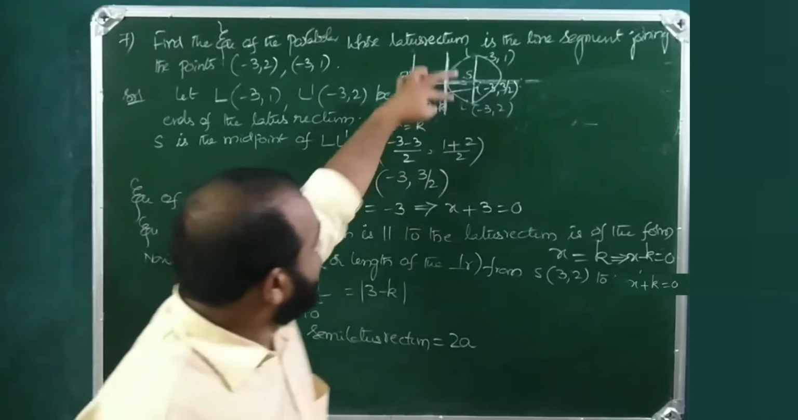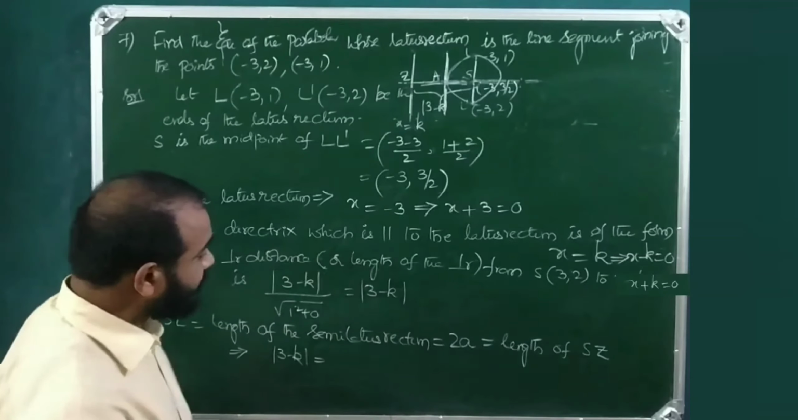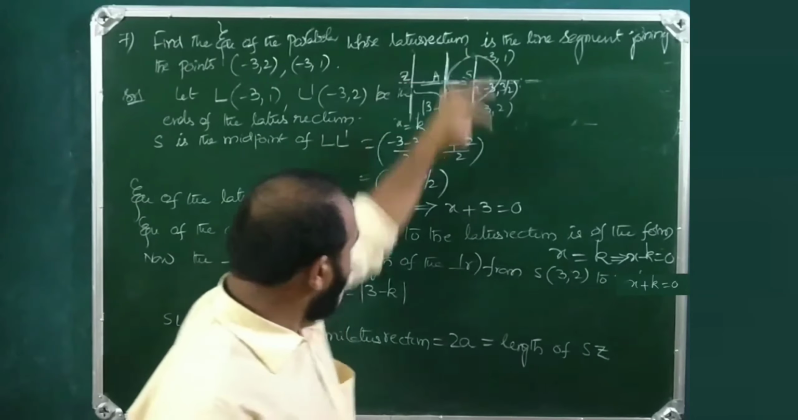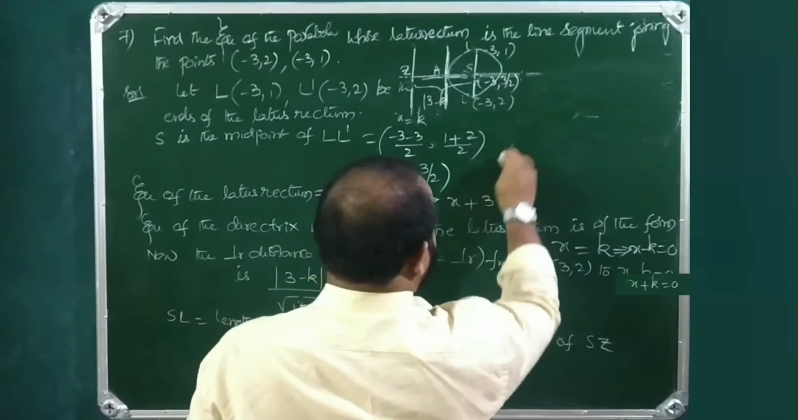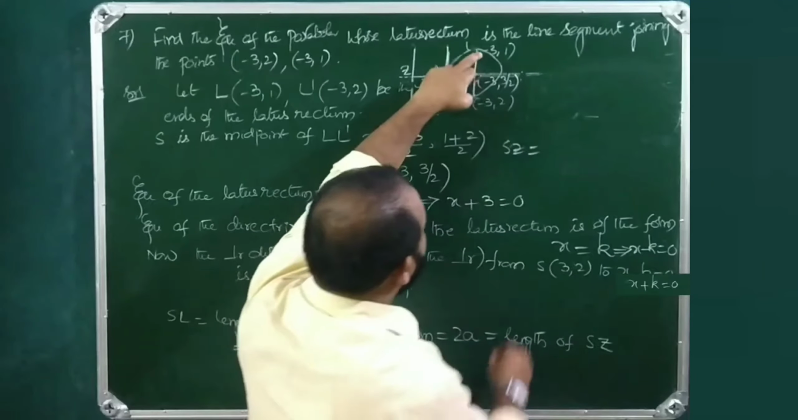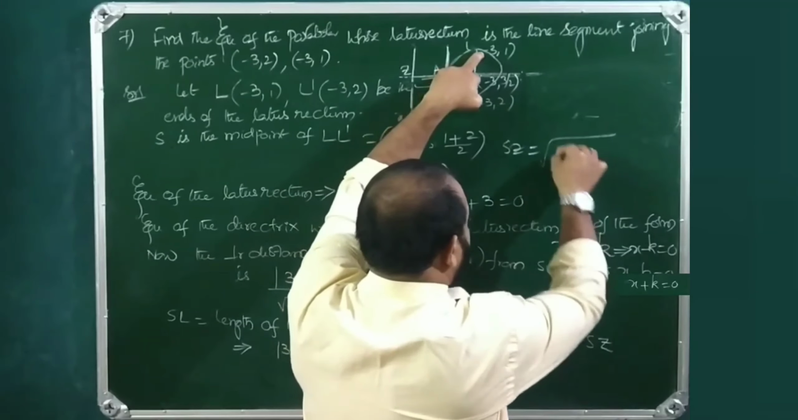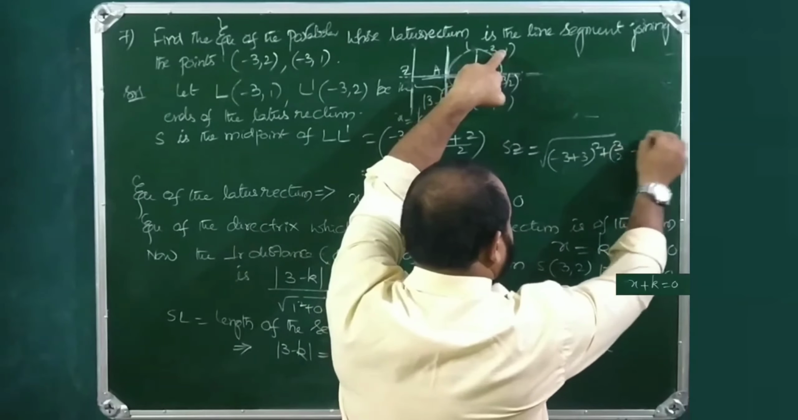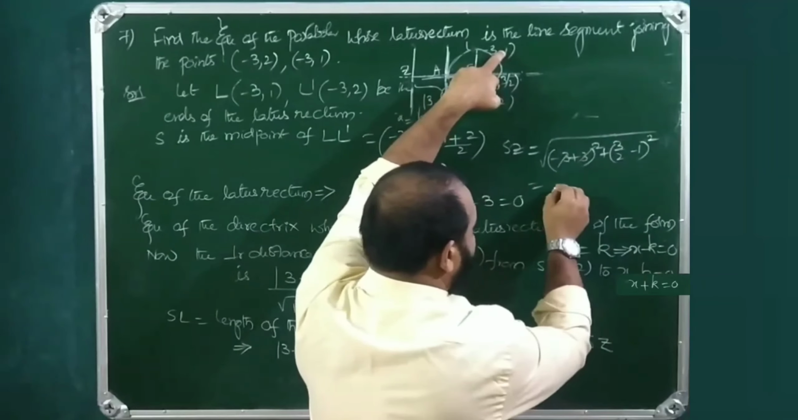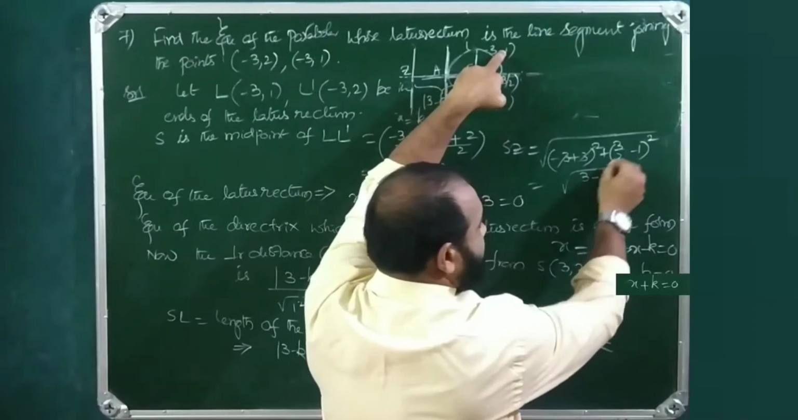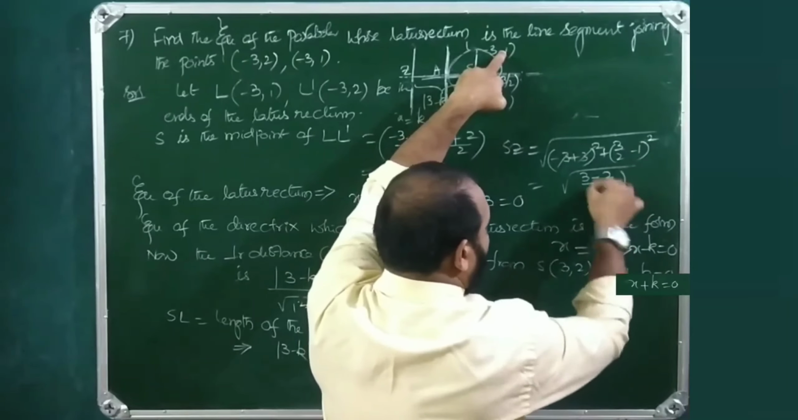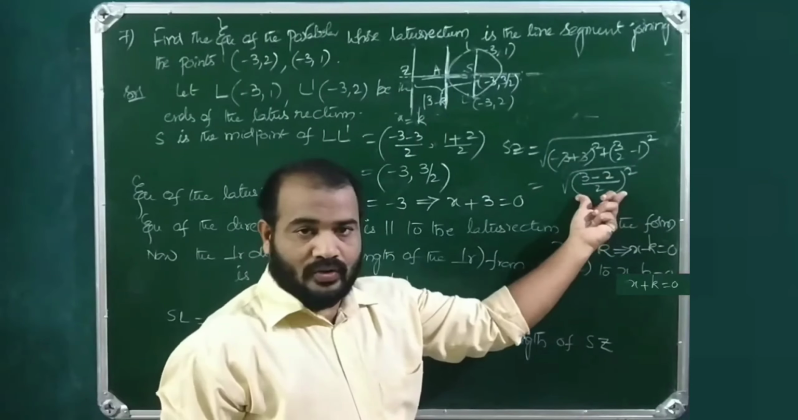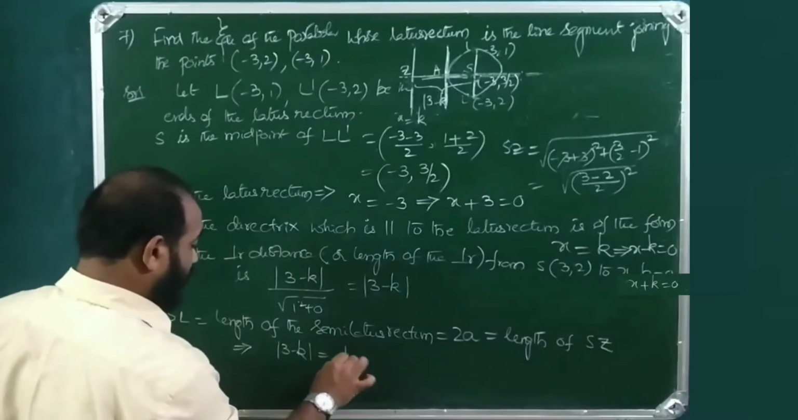So the length SZ is 3 minus k, and SL is equal to the square root of (minus 3 plus 3) whole square plus (3 by 2 minus 1) whole square. This is equal to 0 plus (3 minus 2 by 2) whole square, which is 1 by 4 totally. So that is 1 by 2.